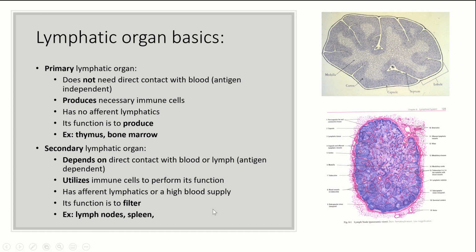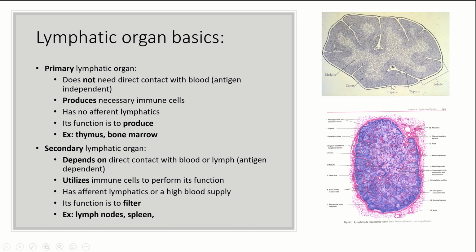Okay, and so I will tell you guys, one of the things that makes this unit hard is this difference right here. Okay, is this difference between primary lymphatic organs and secondary lymphatic organs. You need to understand that they both work for the immune system, but they have kind of different main functions, right? One is to produce those cells. The secondary lymphatic organs is to use those cells that were produced.